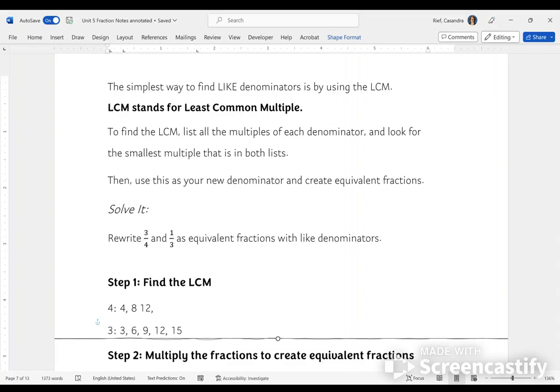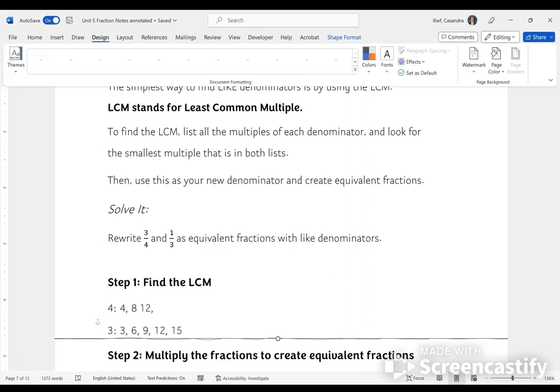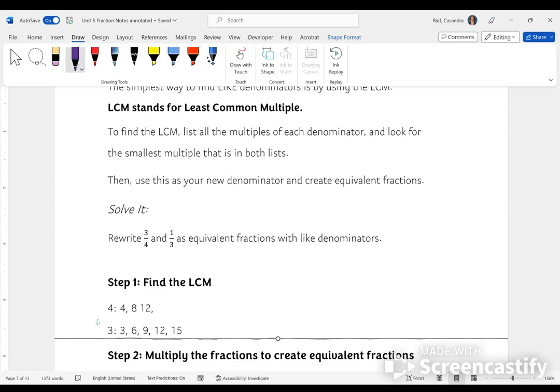So, today we're going to continue with the strategy of finding like denominators for multiple fractions. In the last video, you focused just on the concept. What does it mean that I can express two fractions using the same denominator? And now I want to teach you the strategy for finding what denominator to use.